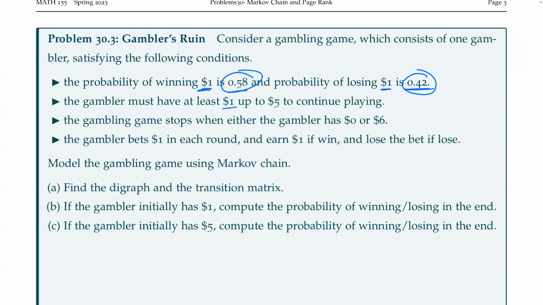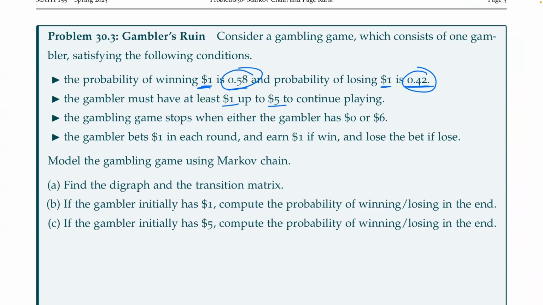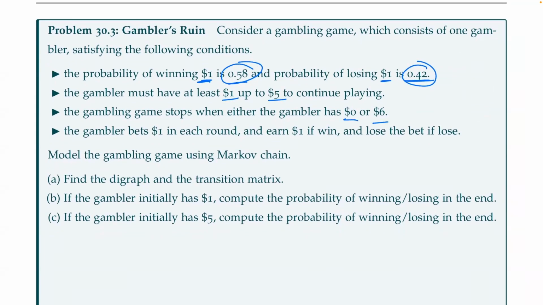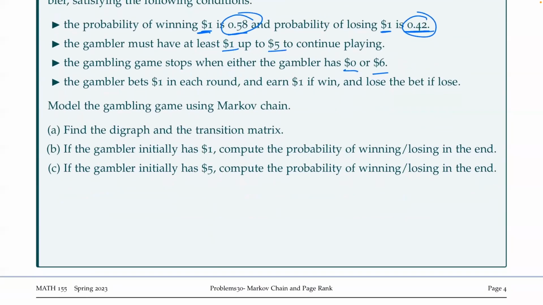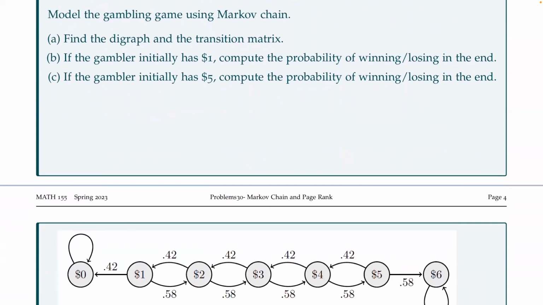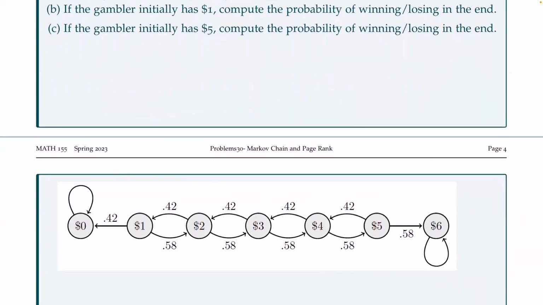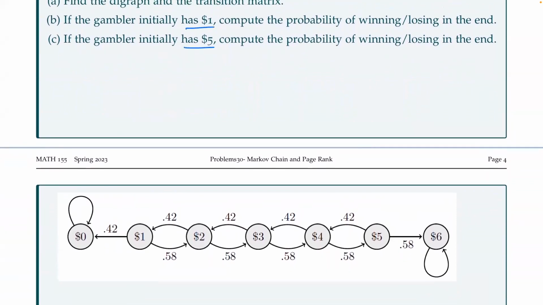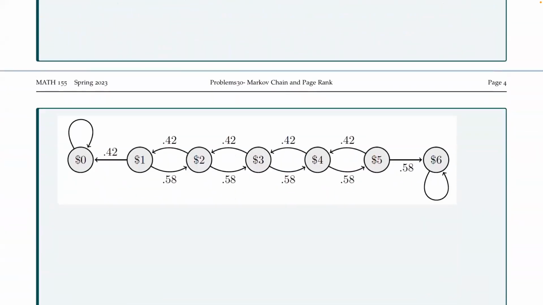Okay, so they have to either have $1 or $5 to continue playing, and the game ends when they have $0 or $6. And they bet $1 in each round, and win $1 if they win, and lose the bet if they lose, okay? So here, we're going to describe this using a digraph and a transition matrix, and then compute some probabilities of winning or losing based on your initial starting value, okay?